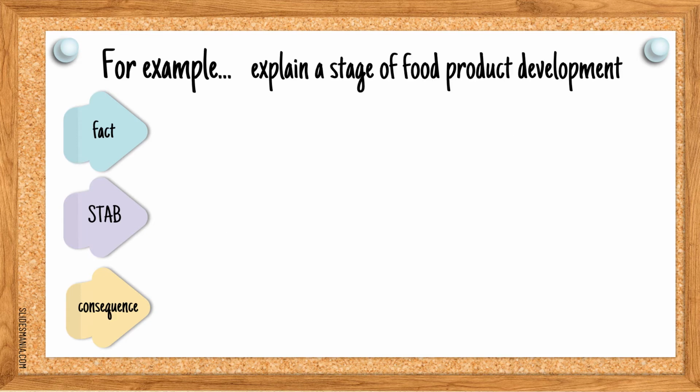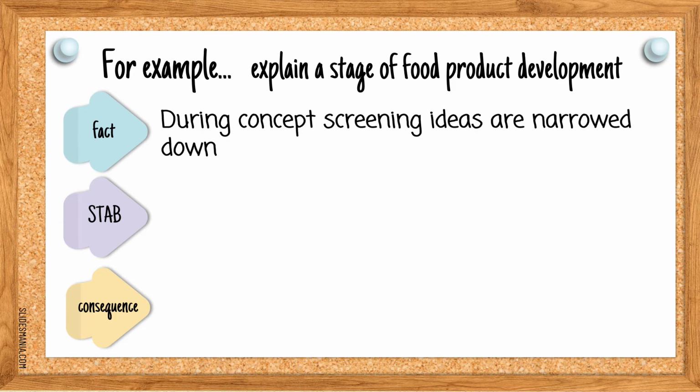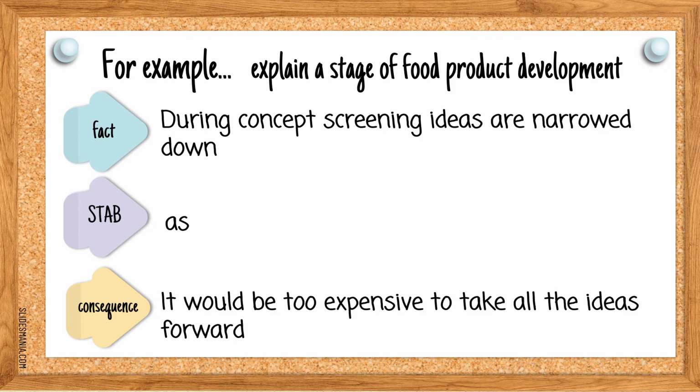If we were asked to explain a stage of food product development, we want to name the stage of food product development and then give a short description of what goes on during that stage. So it might be during concept screening, ideas are narrowed down. But why would we want to narrow down these ideas? As it would be too expensive to take all of the ideas forward.